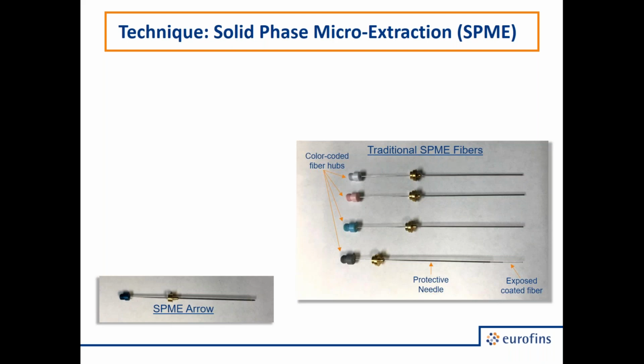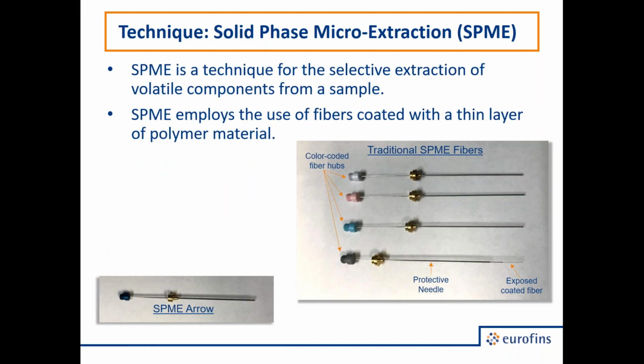But how do we get the volatile compounds from the sample into the GC? There are a number of different ways we can do our sampling, with our most powerful technique being known as solid phase microextraction, or SPME for short. And SPME is a technique for the selective extraction of volatile compounds from a sample.